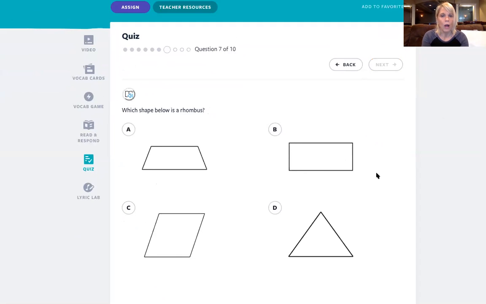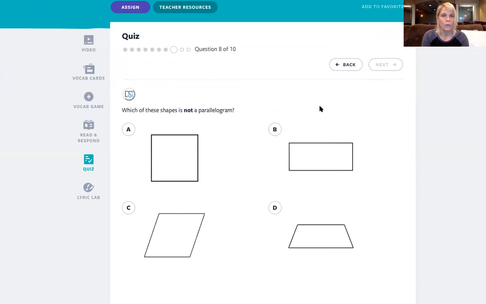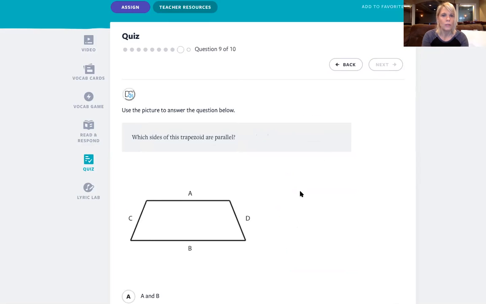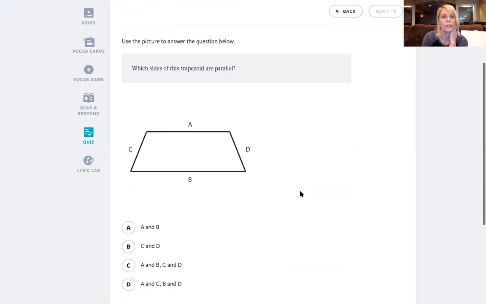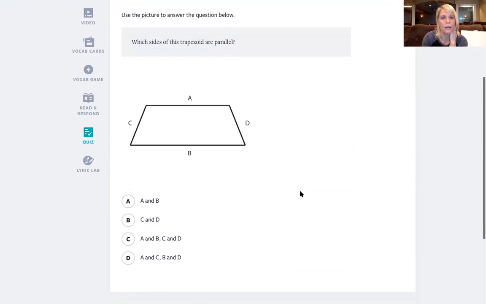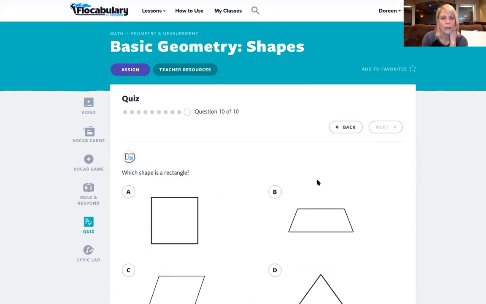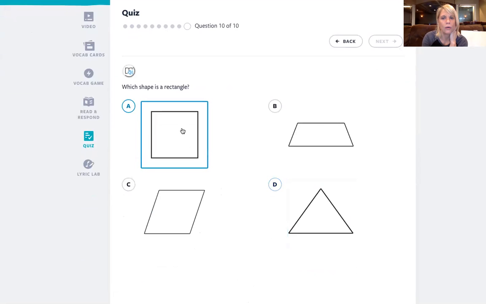Which shape is a rhombus? So you pick the rhombus here, this guy here. Which of these shapes is not a parallelogram? That would be the trapezoid. Use a picture to answer the question. Which sides of the trapezoids are parallel? That would be A and B. And then which shape is a rectangle? And we pick this one here.